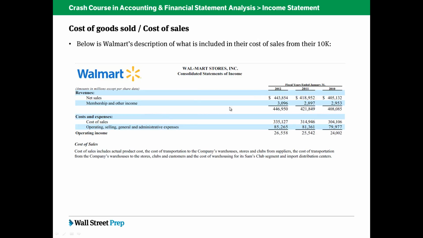So here we look at some real disclosures of cost of goods sold. Here we see Walmart has revenues of $446 billion with cost of goods sold of $335 billion, by far their biggest expense line item, which you would expect as a merchandiser. The biggest expense you have is those inventories that are cycling through the income statement. And now we've also included a disclosure that we see here for Walmart. The cost of sales include actual product cost, the cost of transportation to the company's warehouses, stores and clubs from suppliers, the cost of transportation from the company's warehouses to the stores. This, by the way, comes directly from the footnotes in the 10-K.